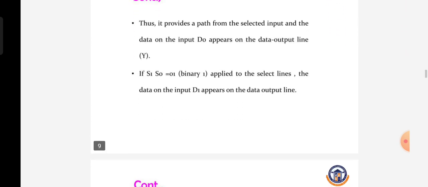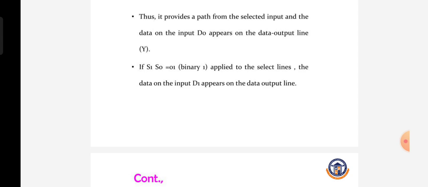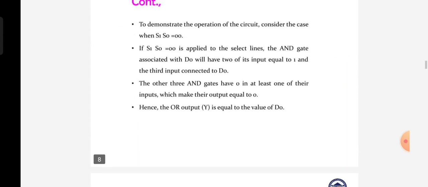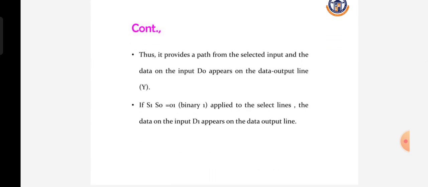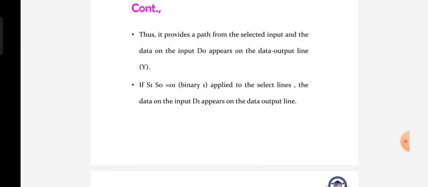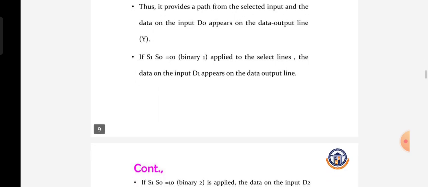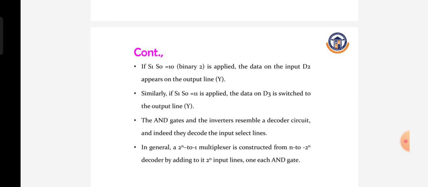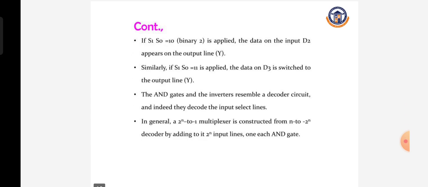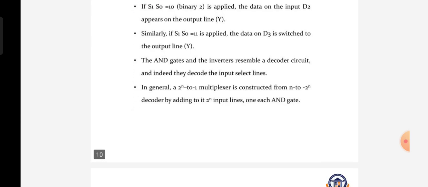So next, if S1 S0 0 0 is applied to the selection line, therefore the output is D0. When S1 S0 is 0 1 is applied to the selection line, the data input D1 appears on the data output line. If S1 S0 is 1 0 is applied to the selection line, the input D2 appears on the output line. Similarly, S1 S0 is 1 1 is applied to the selection line, D3 is passed to the output line Y.